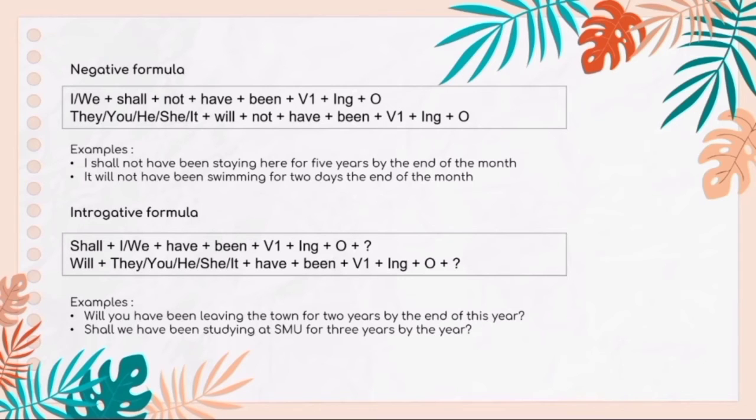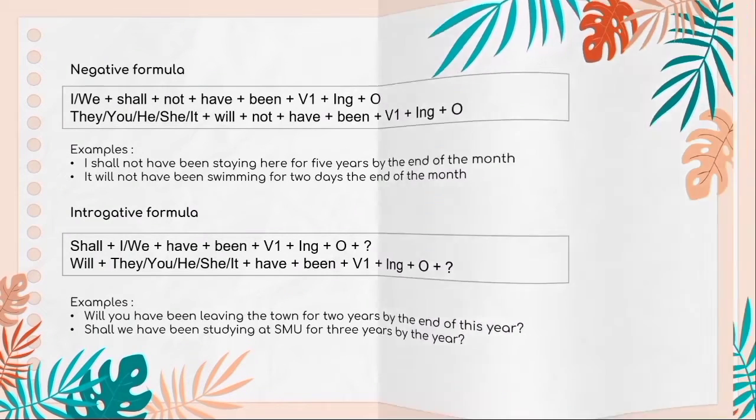Interrogative formula: shall plus I or we plus have been plus verb 1 plus ing and object. And don't forget to add a question mark. Will plus they, you, he, she, it plus have been plus verb 1 plus ing and object. Examples: will you have been living in the town for 2 years by the end of this year? Shall we have been studying at SMU for 3 years by the year?